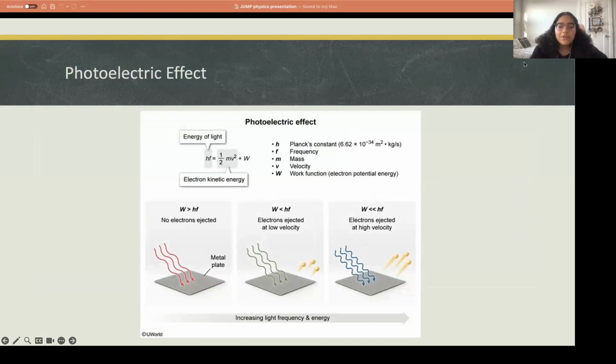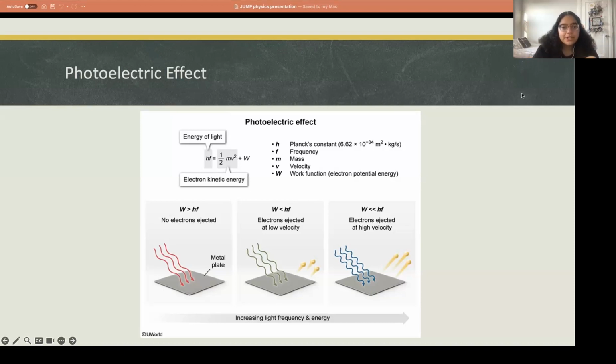Another thing they want you to know is the photoelectric effect. So it's basically that if there's a certain amount of work put in based on the energy of light, there will or won't be kinetic energy to your particle. So the work function, the W there, is considered the potential energy of your electron. And so if the energy of light is less than the potential energy, then nothing's going to happen, as shown on the left there.